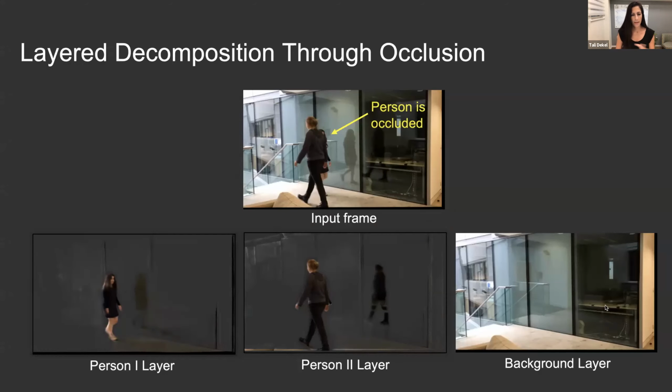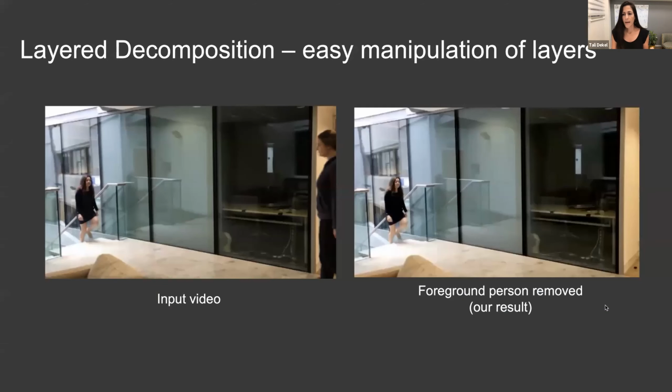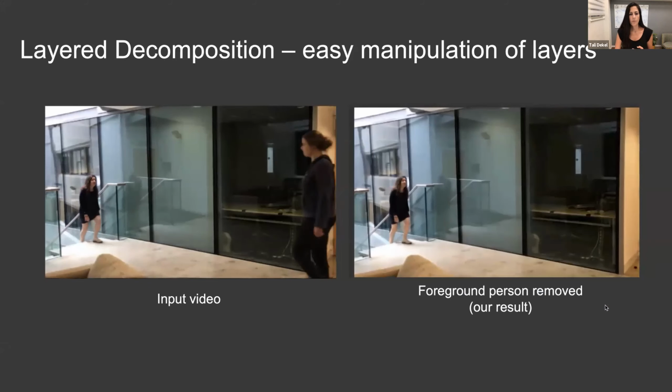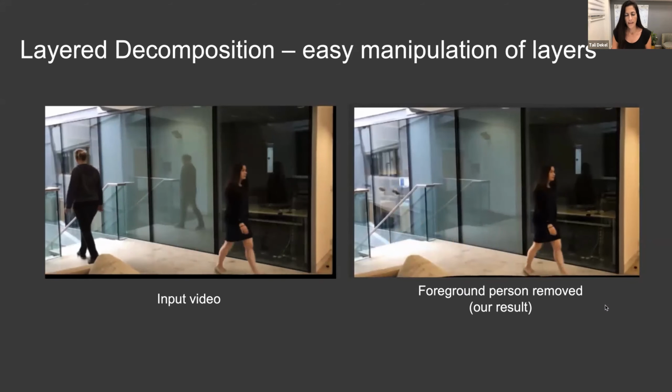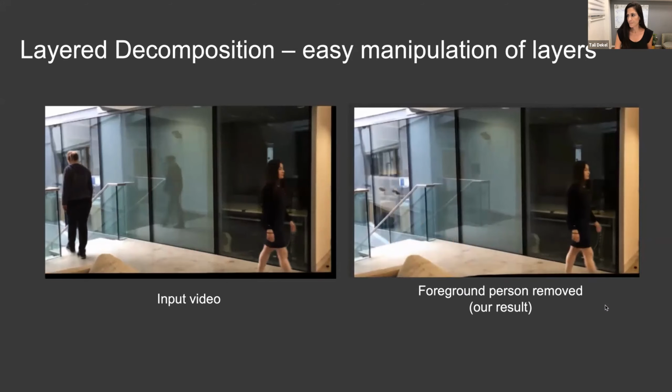We assume here that the depth ordering between the layers is known. You can see that the person is occluded in the frame, but is completely disoccluded in the layer. Now that we have those layers, we can apply a bunch of different editing effects by simply manipulating the layers themselves. For example, we can remove a person from the video by simply not rendering their layer. And again, the reflection on the glass is also removed.